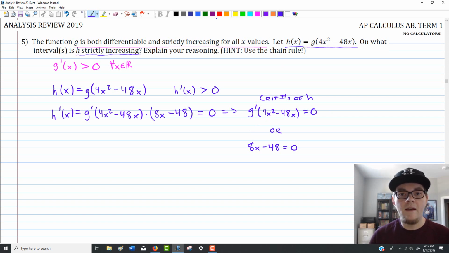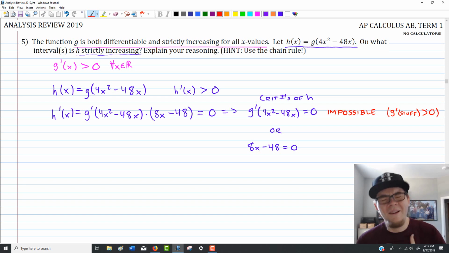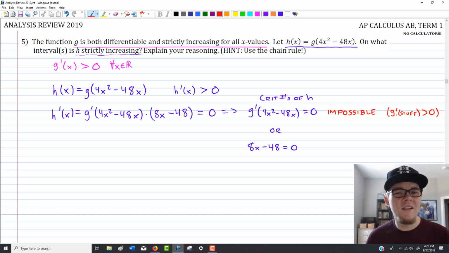What I notice right off the bat is that this first one is impossible. You might ask yourself, why is it impossible? Well, the reason is that we said that g prime of anything is always greater than 0. So g prime of stuff is greater than 0. No matter what that stuff is, g prime of that stuff will be positive. So that means that this first equation contributes no potential critical numbers to us. It means our only other possibility is the second one, where I think it's pretty clear that x is equal to 6. So that means that for h of x, we only have a single critical number.